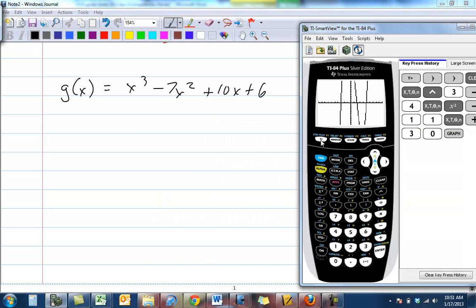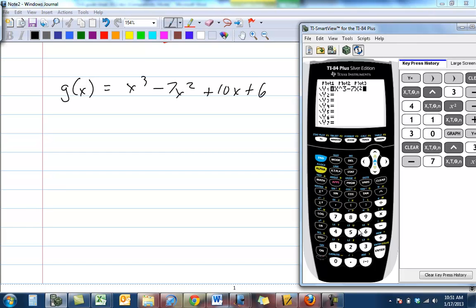How about g of x is x to the third minus 7x squared plus 10x plus 6. All right, so the first thing, let's go to our calculator and graph this, because I'm not giving you a starting point. We have to find our own starting point. I know I do this so slow. Press graph.